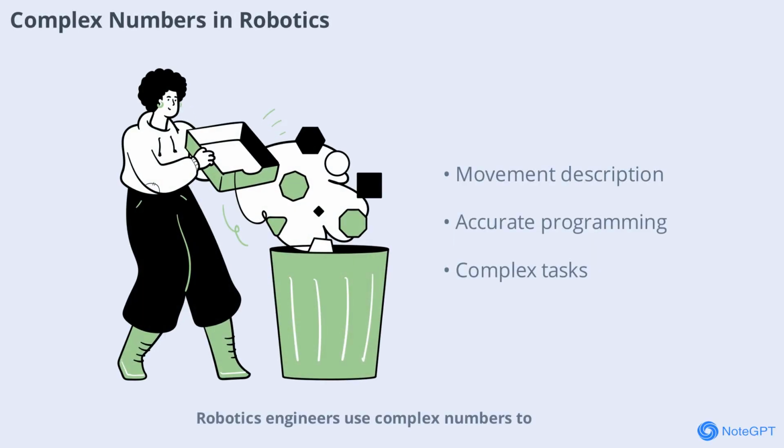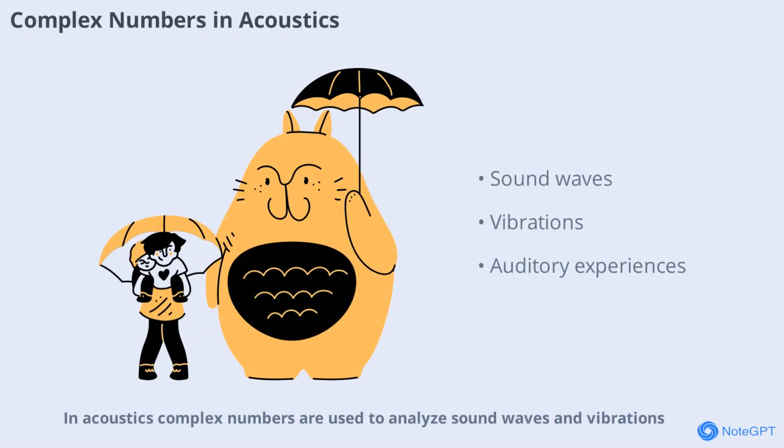Robotics engineers use complex numbers to describe the movement and orientation of robots. This mathematical tool helps them program robots to move accurately and perform complex tasks in real-world environments. In acoustics, complex numbers are used to analyze sound waves and vibrations. They make it easier to study how sound travels, interacts with materials, and creates different auditory experiences.